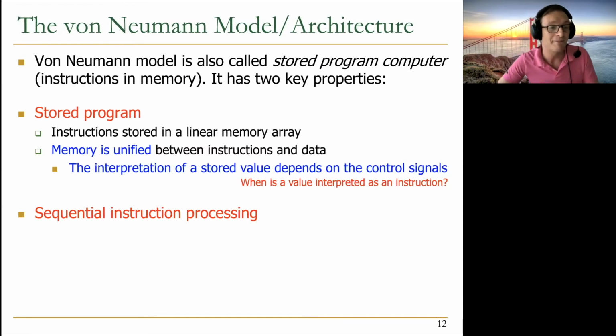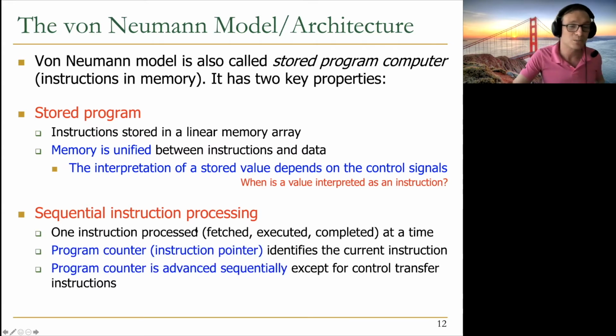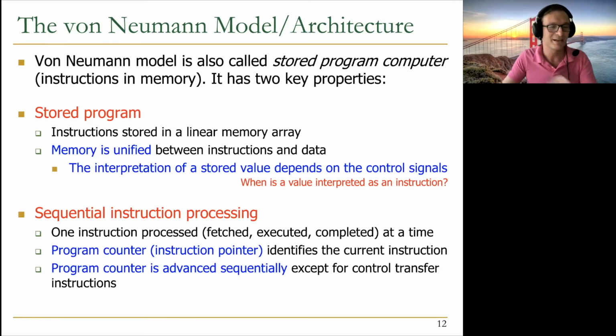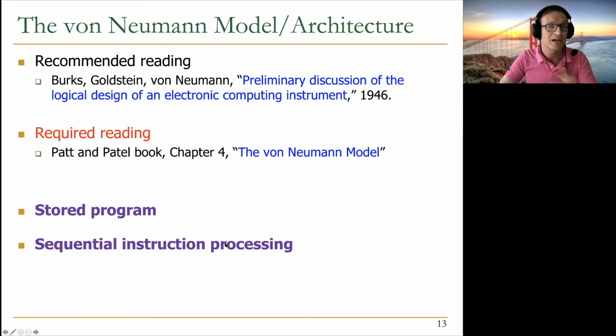Okay, so that's the stored program notion. And the second notion is sequential instruction processing, which you hopefully remember. Basically, we process one instruction at a time, and the program counter or instruction pointer identifies the current instruction, and it's advanced sequentially, except for control transfer instructions. Basically, PCs are incremented by 1 or by 4, depending on whether your computer is byte addressable and how large your instructions are. I'm not going to go through the details of it, but we're going to deconstruct it, as I said. The von Neumann model and architecture is covered in your readings, and also the von Neumann seminal reading, which I would recommend you to do if you have time, but you don't have to do it. But keep these two principles in mind: stored program and sequential instruction processing.